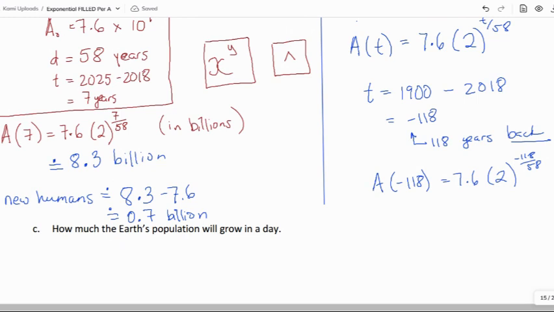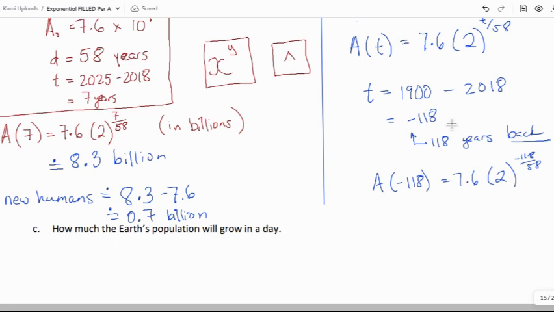Before you punch it into your calculator, approximately how many times do you think it's going to go in half? Look at the exponent. How many times does 58 go into 118? Approximately? About twice, right? So we're going to half the population twice. So it's going to be like 3.8 and then like 1.7. So we're looking at something around 2 billion as my very quick estimation.